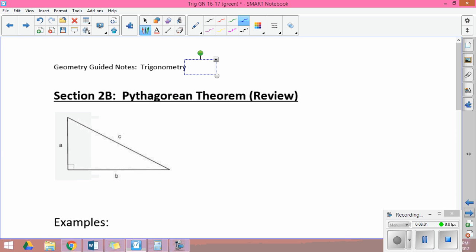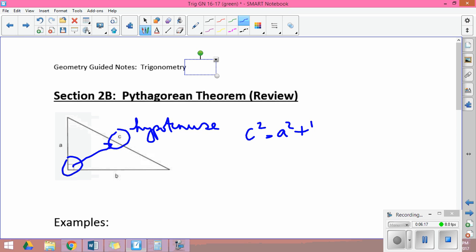Now also as review, we're going to talk about the Pythagorean theorem. And the biggest thing with the Pythagorean theorem is to find your right angle and find the side opposite, because that is the hypotenuse. And that is always where you start. C squared is equal to A squared plus B squared. The A and the B don't matter. Those are just the legs.